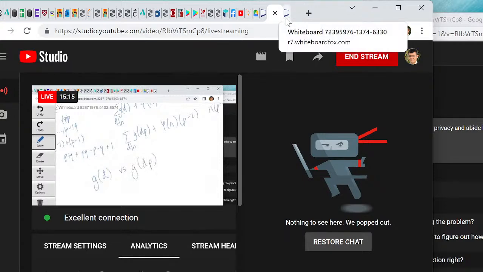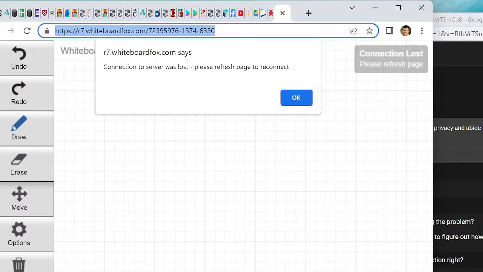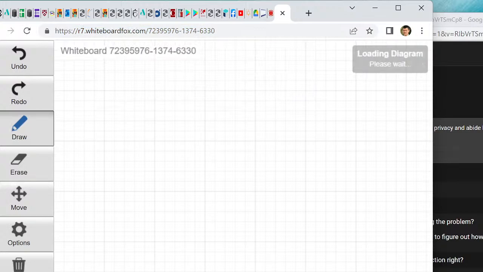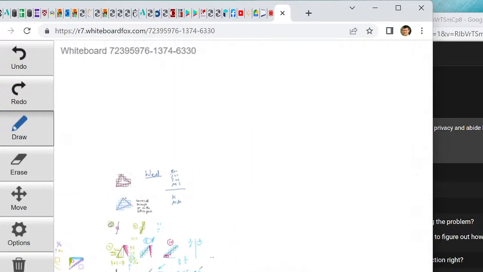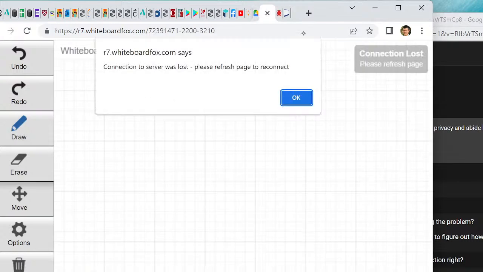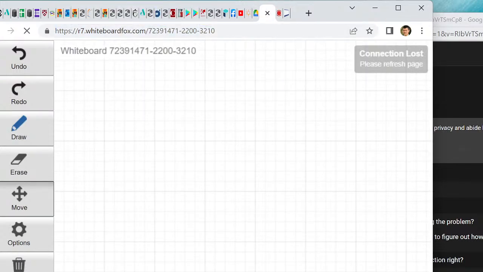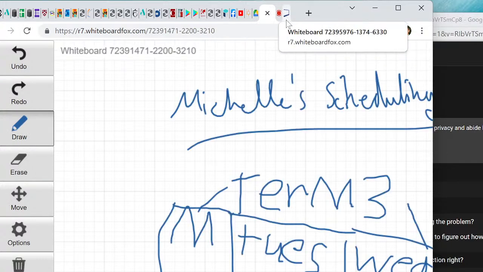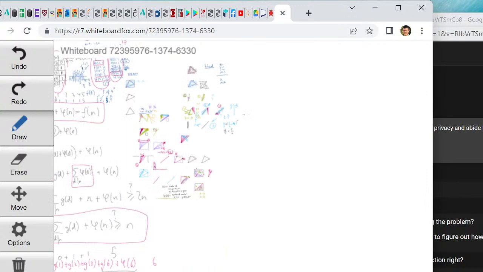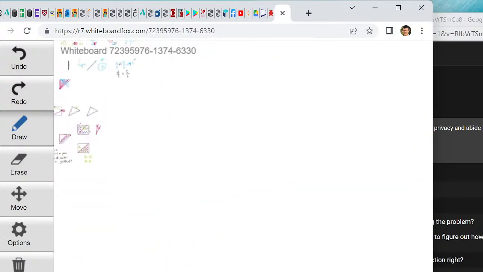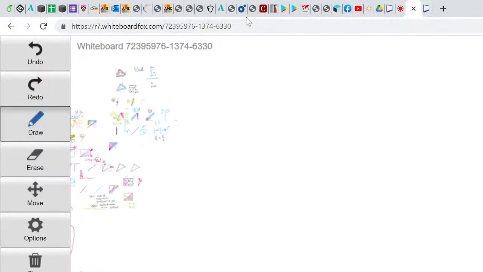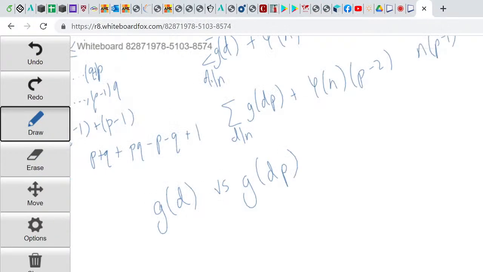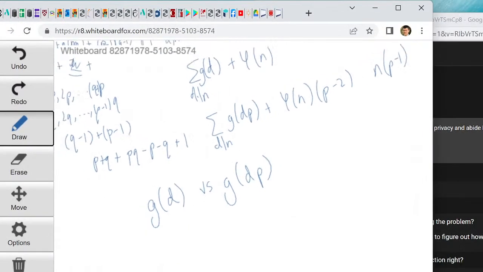Still says no one's here, but alright, so that's just what I was writing on. Oh no, what? My whiteboard may be closed. Okay.